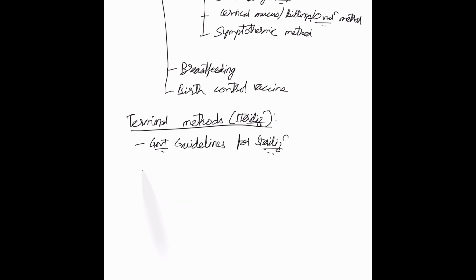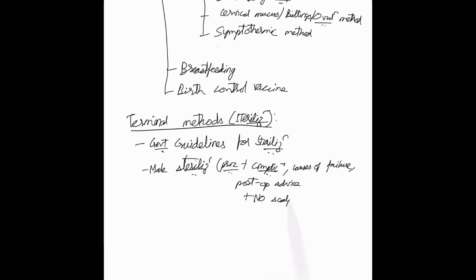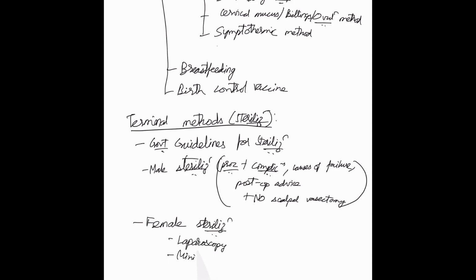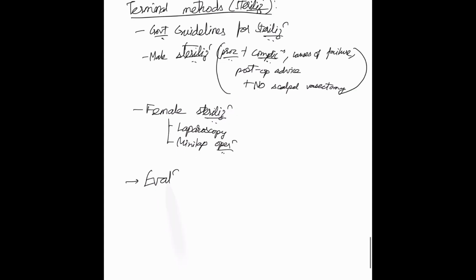Now, moving on to terminal methods, that's sterilization. There are a few government guidelines given for sterilization, like basically the requirements for a candidate to be eligible to undergo sterilization. Then we discuss male sterilization and female sterilization separately. So we should know the procedure, the complications, causes of failure, post-op advice, and there's also a short note on no scalpel vasectomy. Female sterilization can be either laparoscopy or mini lap operations.